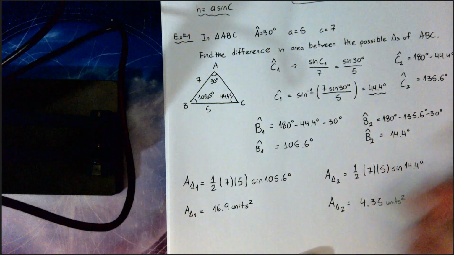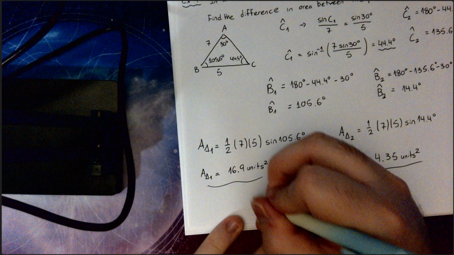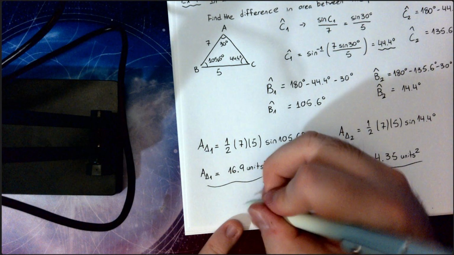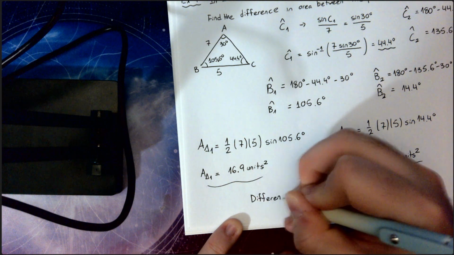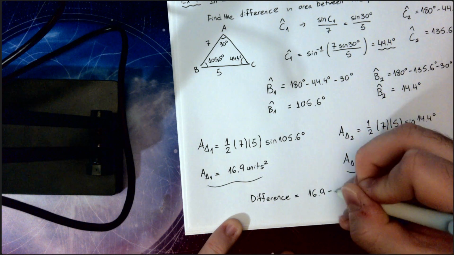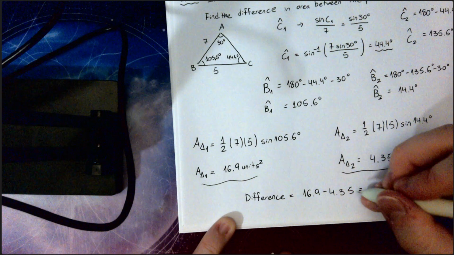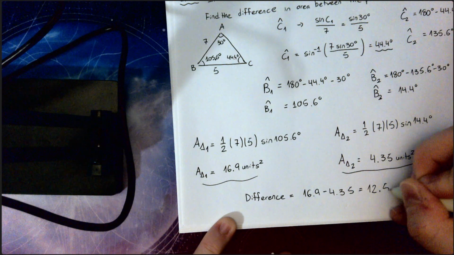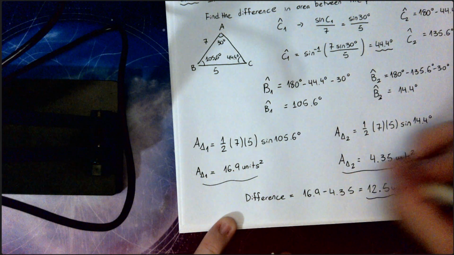Okay? And now, the easiest step of all, just subtracting these two. So our difference, I'm not going to do delta area because having a triangle symbol would maybe confuse when we're already dealing with triangles. So I'm just going to write the difference is just going to be 16.9 minus 4.35. That's going to just give me, what do I have here? 12.5 units squared, of course when rounded. And that'll be my final answer.